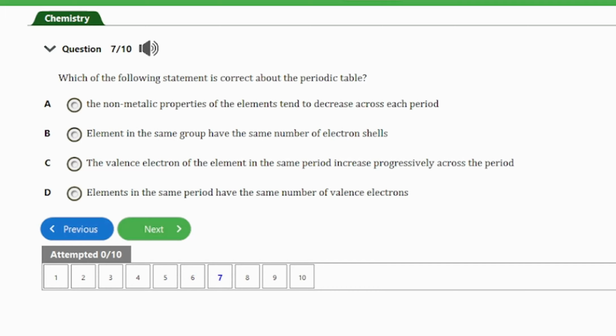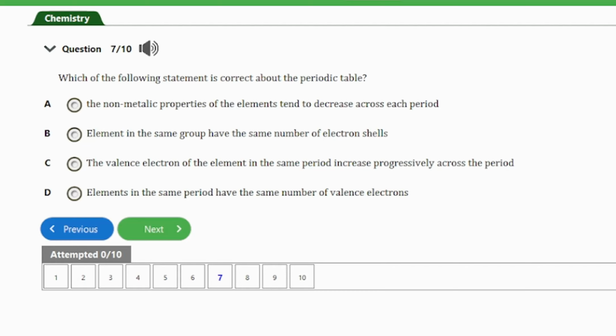Question number 7. It says, which of the following statements is correct about the periodic table? A, the non-metallic properties of the elements tend to decrease across each period. B, elements in the same group have the same number of electron shells. C, the valence electron of the elements in the same period increase progressively across the period. And D, elements in the same period have the same number of valence electrons.